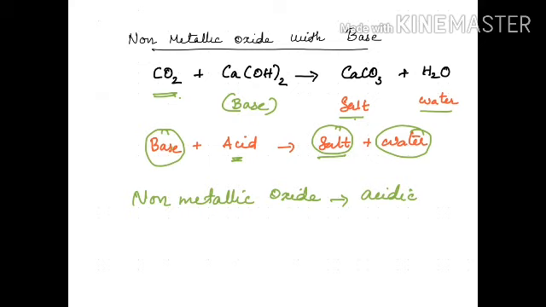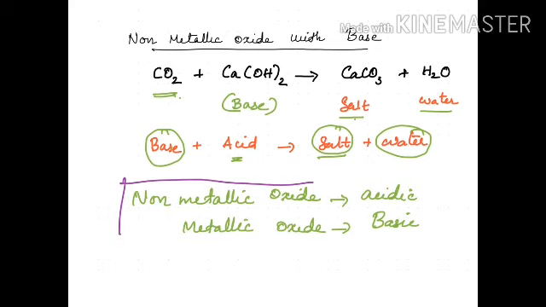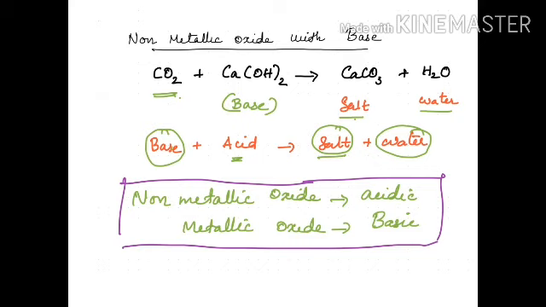Non-metallic oxides are acidic in nature, while metallic oxides are basic in nature. This is really important. Non-metallic oxides are acidic in nature and metallic oxides are basic in nature. Give reason. This is a repeatedly asked question.